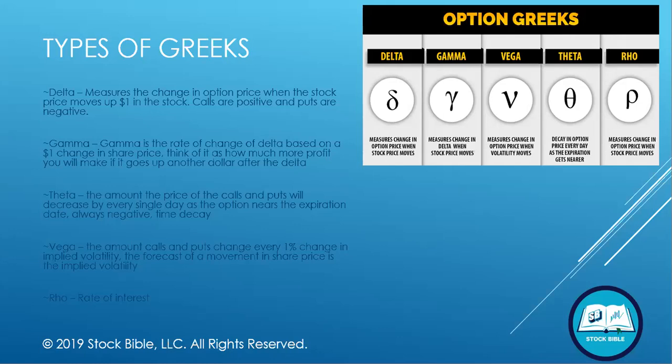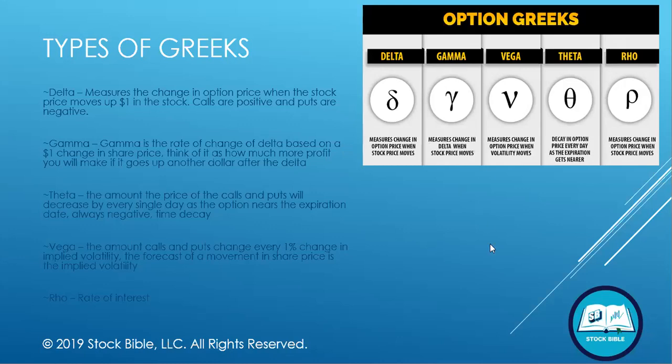And then rho is just the rate of interest, and we basically don't look at rho, because rho is used for longer term trades. If you're looking at trades like 6 months plus out, then you would use rho, but we don't use it, so we're not even going to delve into rho, because it has literally no use for day or swing trades.